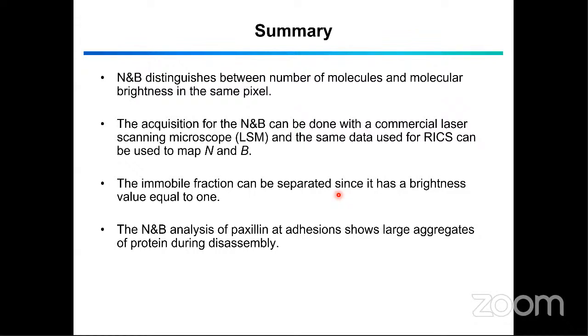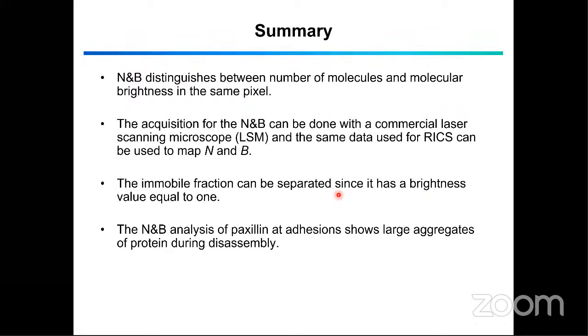The acquisition of number and brightness data, or data for N&B analysis, can be done on laser scanning microscopes. You can use the same data you acquired for RICS, but you can also use camera data with the caveat that I mentioned earlier, which was that you have to make sure your exposures are very short, or you just flash the light to make it very short. Immobile fractions can be separated out because they have the apparent brightness value equal to 1. And I've shown you that the number and brightness analysis of paxillin was showing that we have this clustering of molecules before they form these larger adhesion complexes.